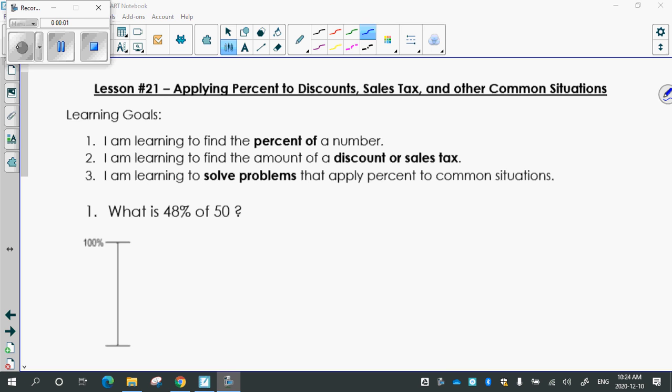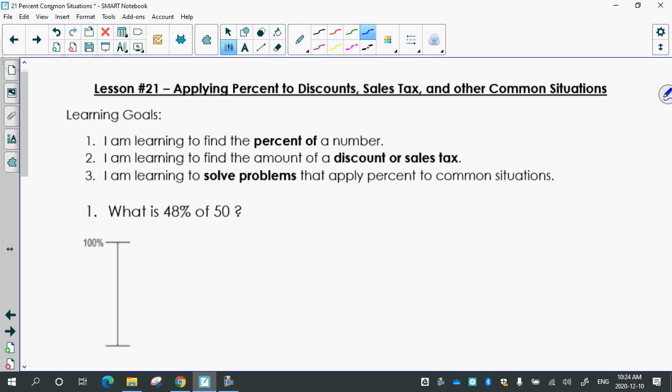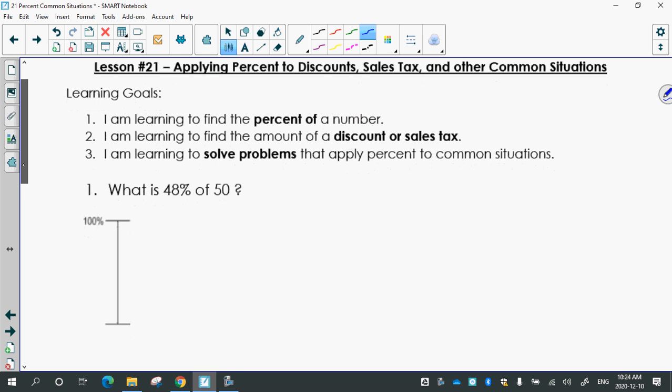Only where is this going to come into play in real life? Okay. So we're learning to find the percent of a number, learning to find the amount of a discount or sales tax, which is important to be able to do, and learning to solve problems that apply percent to common situations. So I saw people already starting this one without me.